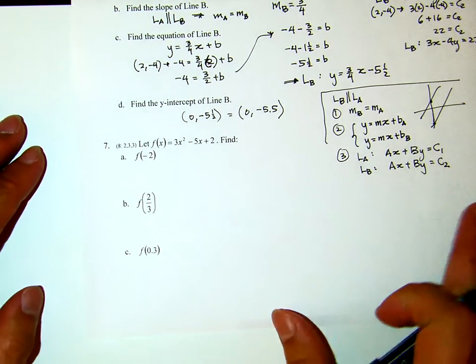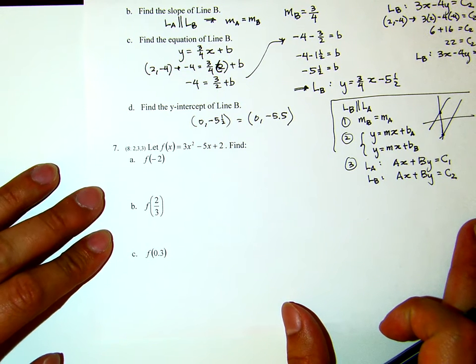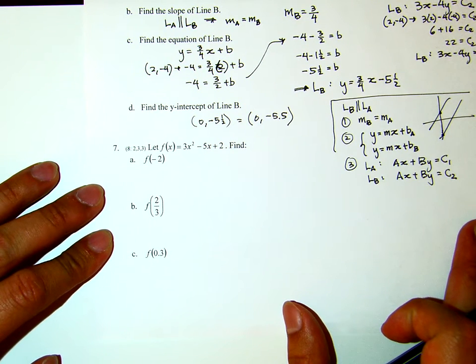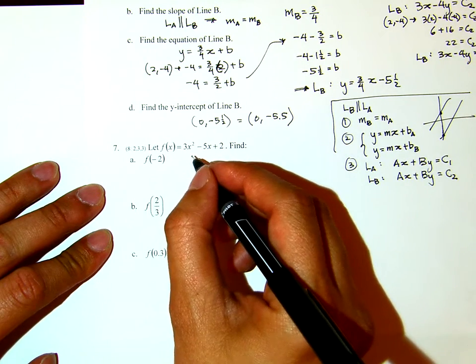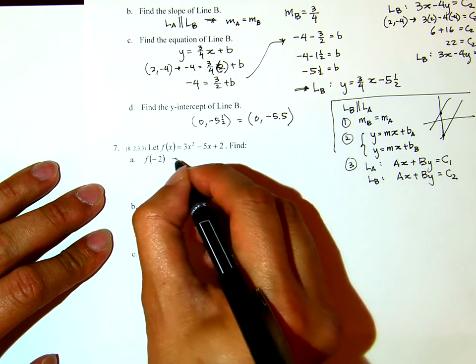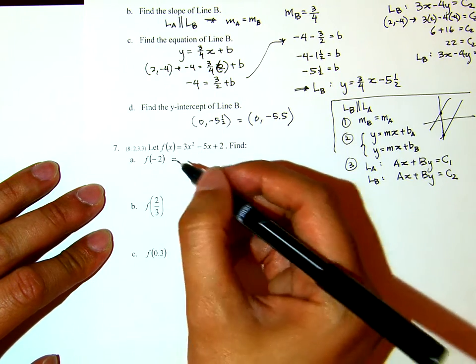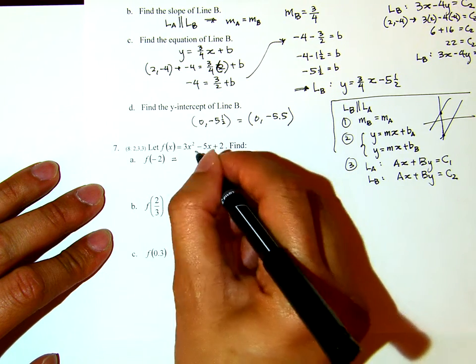Now I will do Spring 2012 Math 115 Test 2 Chapter 5 Number 7. Let f(x) equal 3x squared minus 5x plus 2. So what is f(-2)? Notation wise, it means I replace the x by negative 2, right? I replace the x here by negative 2.